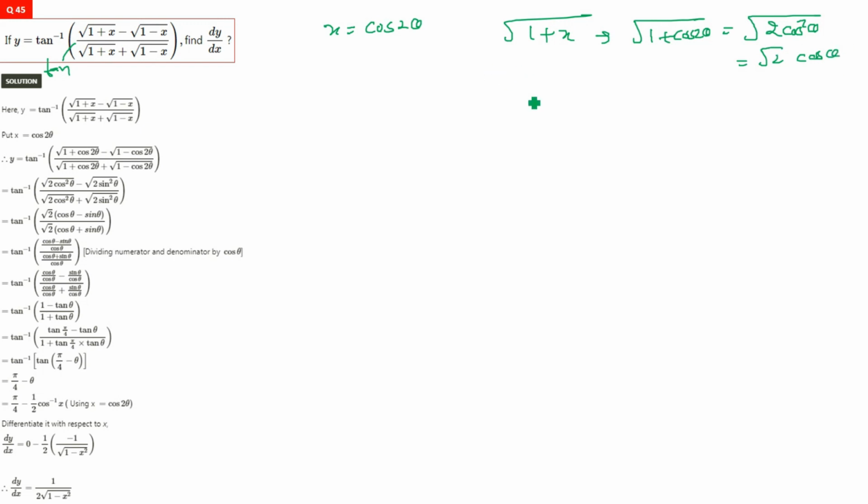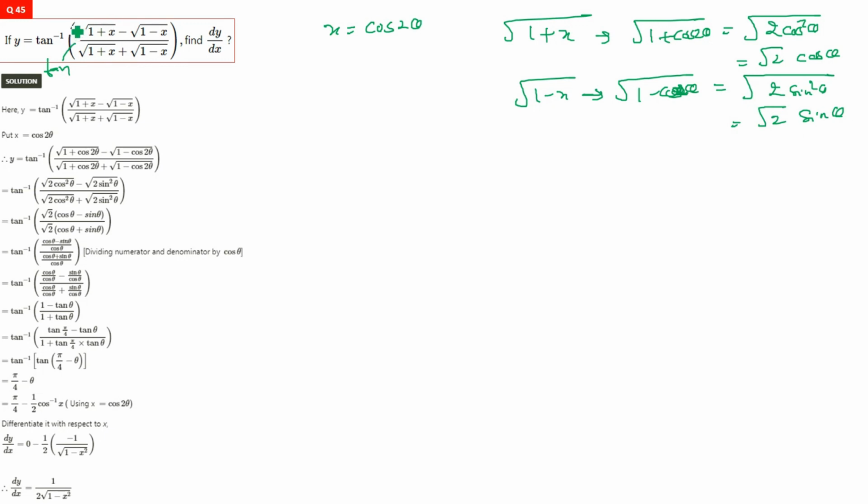That will come out. Now under root 1 minus x, under root 1 minus cos 2 theta it will be. 1 minus cos 2 theta is 2 sin square theta. Under root 2 sin square theta. So under root 2 will come out and sin theta will be there. So what do we get?